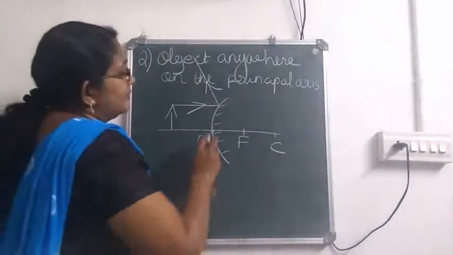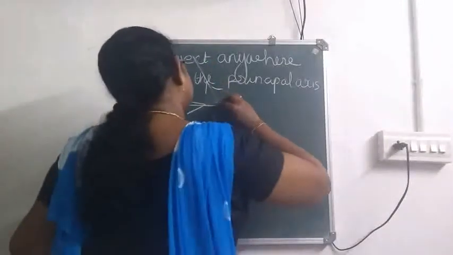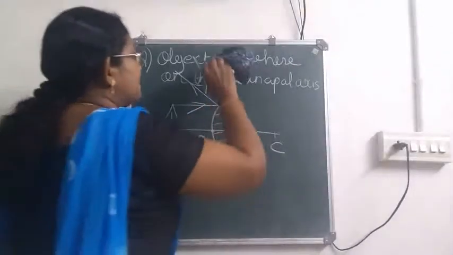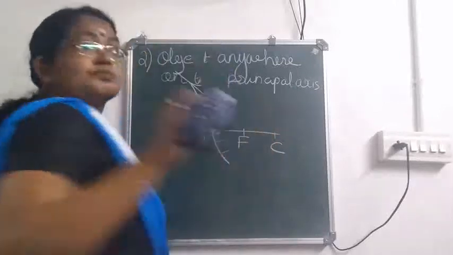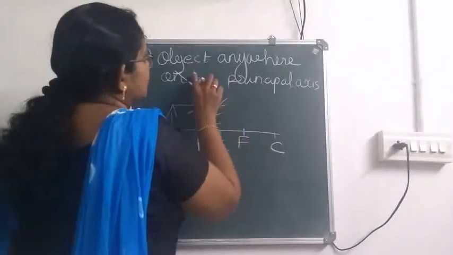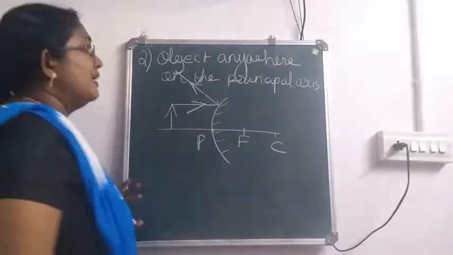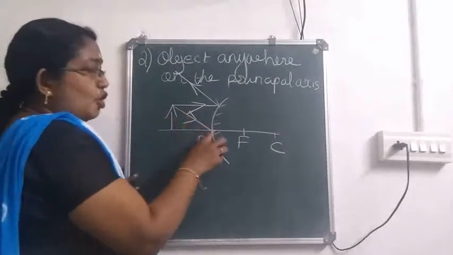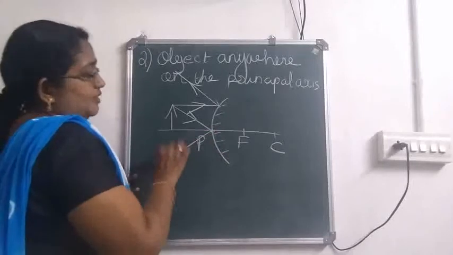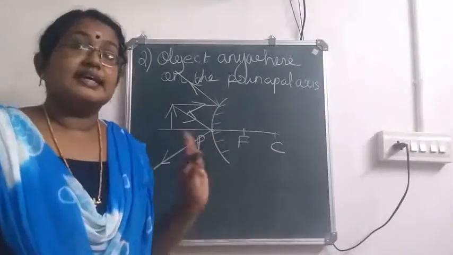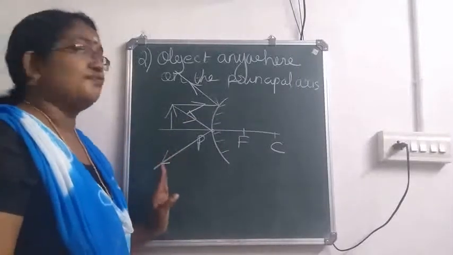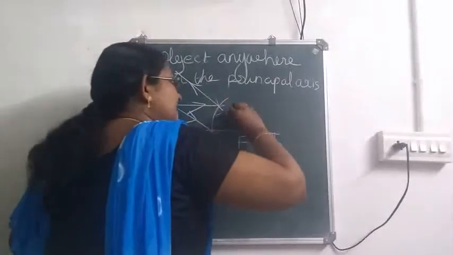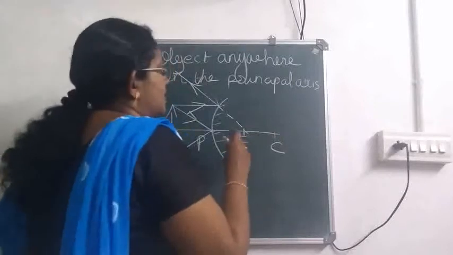Okay. Then, let me draw a ray properly. Let it go like this. So, after reflection, it moves upward. Then, next one, I'll be drawing a ray which hits on the pole. So, after reflection, it moves like this. Now, the next thing is we are going to extend the reflected rays. So, this first one, which moves upward, when you extend it, it should move through the focus.